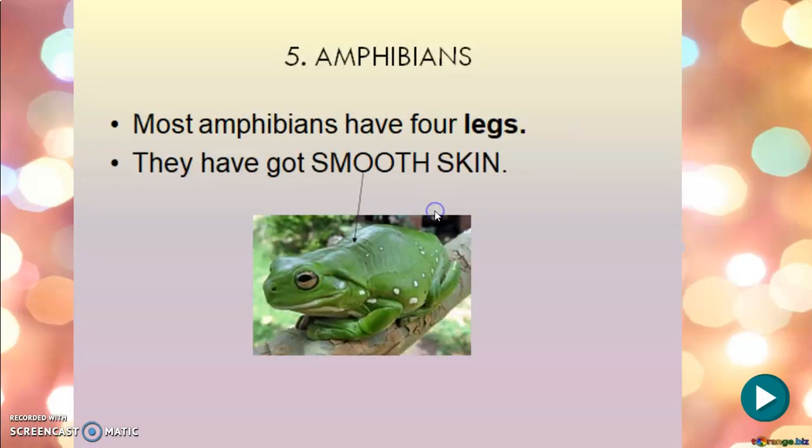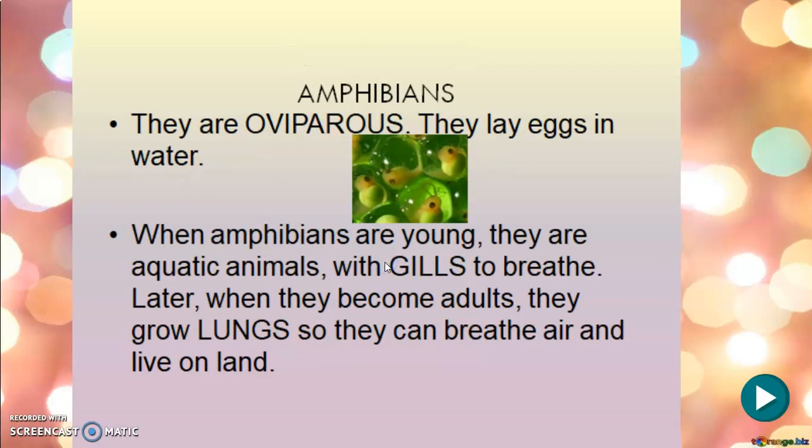Now, the last group is the amphibians group, and the amphibians have special and moist skin because when they are adults, they use this moist or wet skin to get in oxygen from the water when they are under the water. And they are oviparous. This means that they lay their eggs in the water. And always remember that when the amphibians are young, they are aquatic animals. When we say aquatic, it comes from the word aqua, and aqua means water.